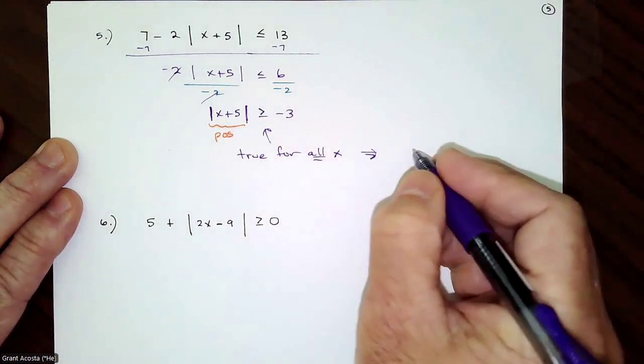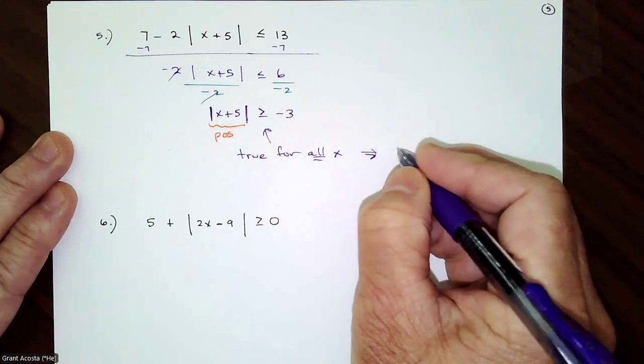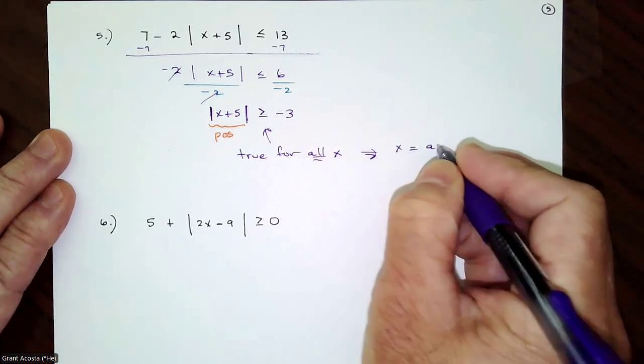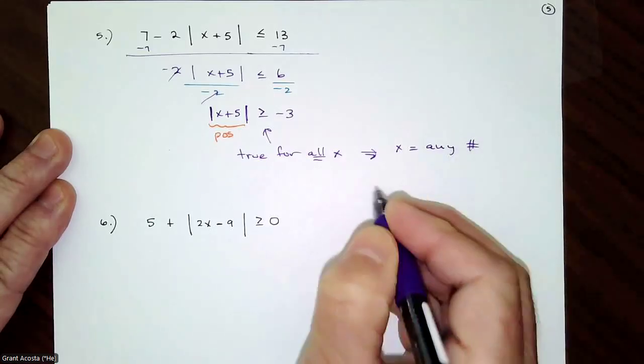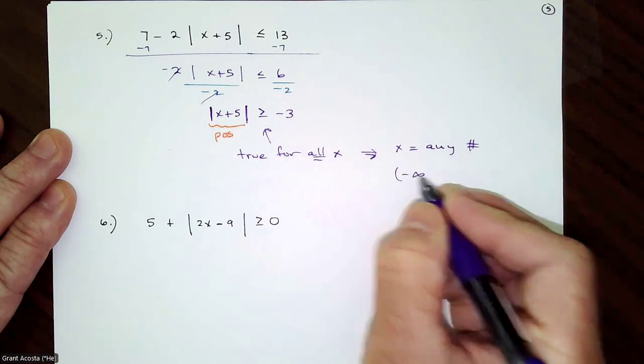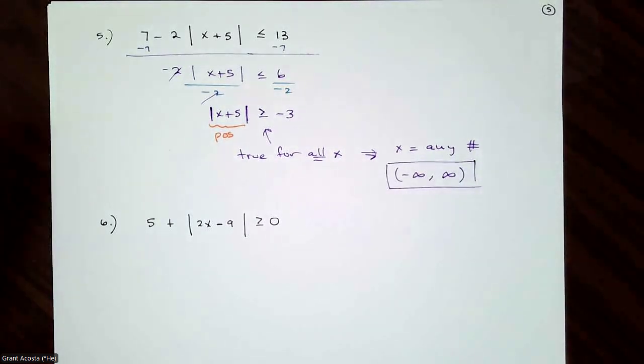So what is that telling me about the solution? The solution is any number for x will work, right? X can equal any number, but if we're writing this in interval notation, we would say that means our solution is any number between -infinity and +infinity.